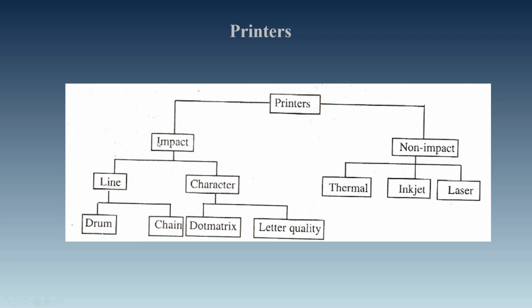Impact printers were the primitive technology, and non-impact printers came into existence recently, but initially we used impact printers. Initially we used line printers and character printers. A character printer prints one character at a time, and a line printer prints one line at a time. And in case of non-impact, it prints a whole page at a time, as in laser. Now let's see how they looked.